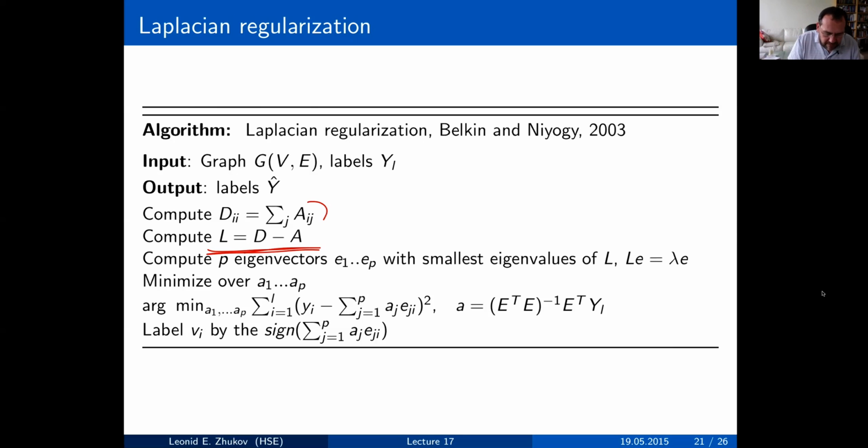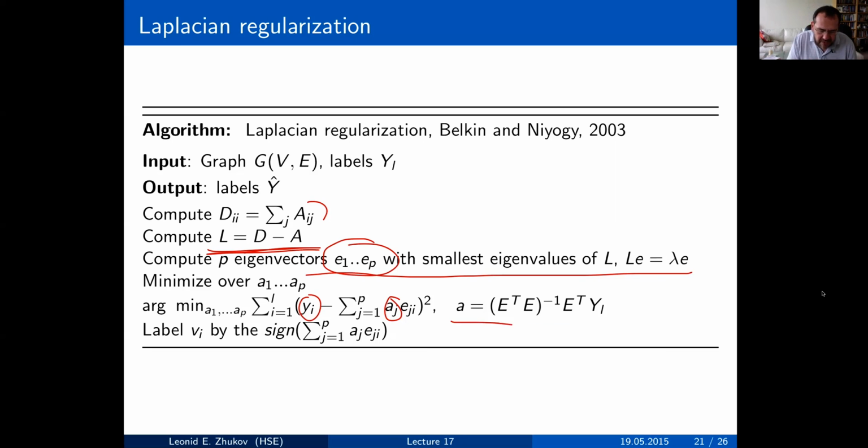And we compute the p smallest eigenvalues. Again, remember, the second smallest eigenvalue in that case was giving us graph partitioning. Here, we compute the basis of eigenvectors, not only the smallest one, but the p of those. And we try to use them as a basis and calculate the linear combination of them that will give us the known labels. This is a regression problem.